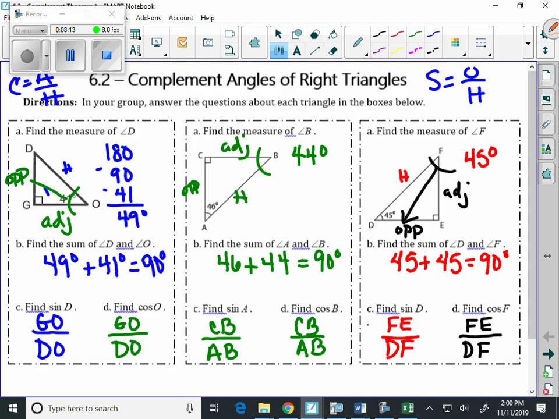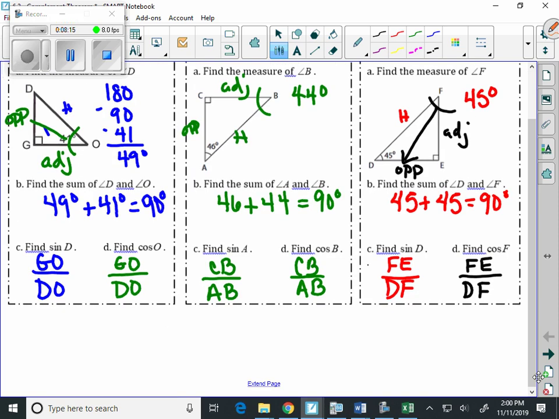If we go back here again, what we ended up with was GO divided by DO, written in blue, written in green in that first box, or CB divided by AB for both sine of A and cosine of B. For sine of D, FE divided by DF, cosine of F, FE divided by DF. The ratio, it's the fraction that we filled in. For sine, opposite divided by hypotenuse, cosine, adjacent divided by hypotenuse.